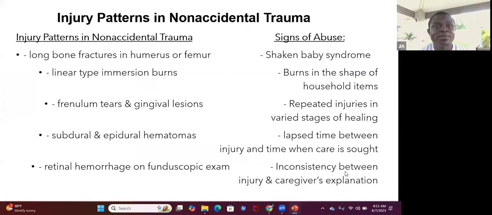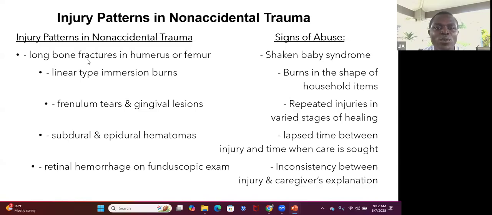Now, the next one to talk about is patterns in non-accidental trauma. So how can we see them when they come to the hospital? When a caregiver or a parent brings a child to the hospital and you want to suspect an abuse, how do you know? When you look at the left-hand side here on the screen, we are saying injury patterns in non-accidental trauma. For these cases, this is what you see.